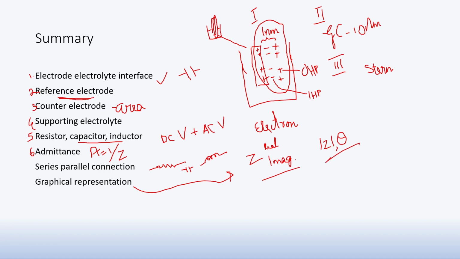Based on that, as you all know, there are different ways of representation. It can be either a Nyquist plot or complex plane plot, or it can be a Bode plot. This was learned in the graphical representation. And finally, you also learned about some electrochemical techniques. That is left out here.